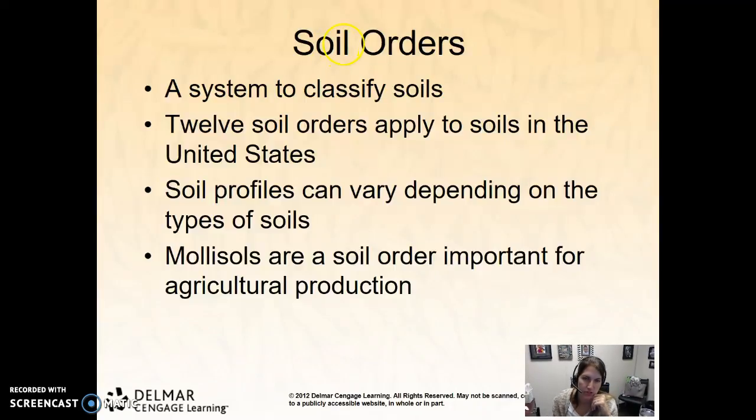Soil orders, which are how we classify soil. Okay, and when we're talking about classifying soil, we're talking about your sandy soil versus your clay soil versus your loamy soil versus your rocky soil. There's different names and classifications. We have 12 soil orders here in the United States, and we will review those. And the soil profiles can vary depending on the types of soil. And then mollisols are soil orders important for agricultural production. You need to make sure that you highlight this definition because it will pop up here on out.